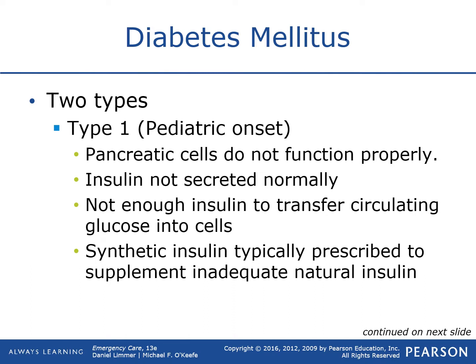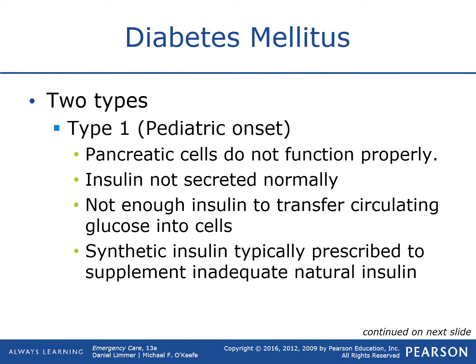Almost every single time, if that came on when they were a kid, then it's a type 1 patient. So this is where the pancreas cells don't actually function properly. So we just, at baseline, don't have insulin produced normally.